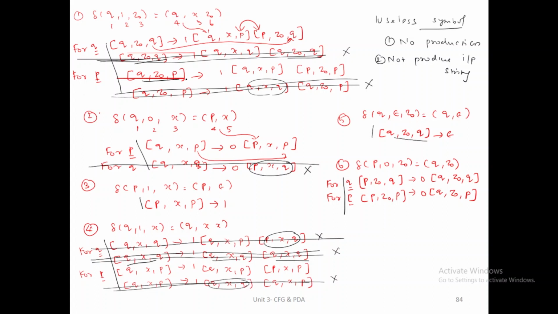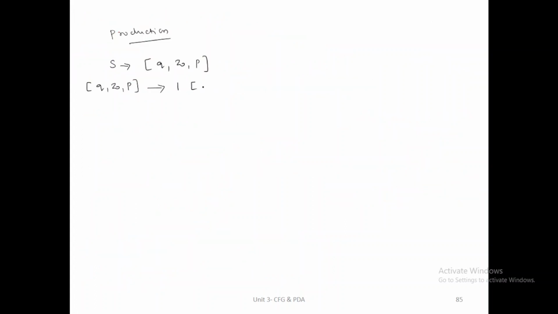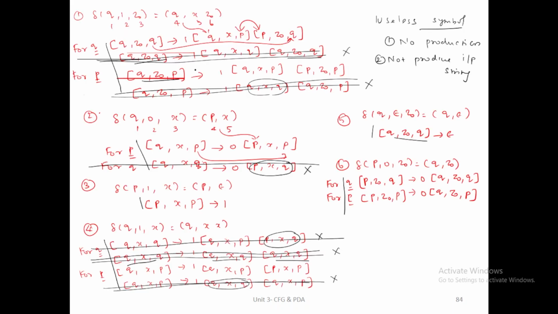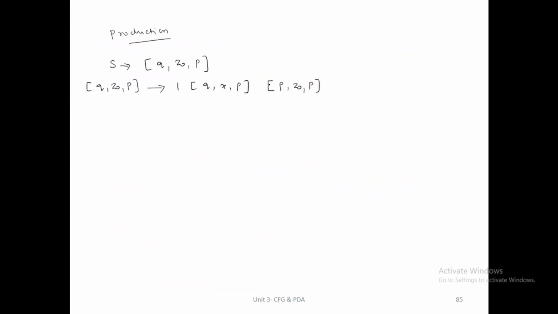[Q,0,P] implies 1 [QXP] [P,0,P]. So I write that production here. It is one variable and another variable is [P,0,P], isn't it? So I put a tick mark here. So here are two new variables. The first new variable is [QXP], and another new variable is [P,0,P].